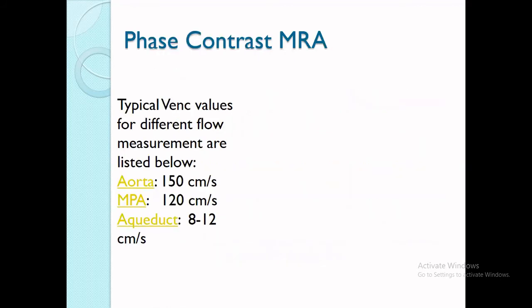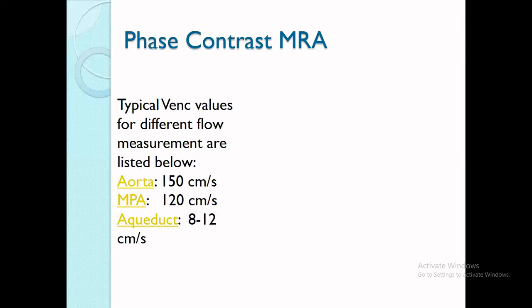Okay, so in phase contrast imaging, if I give you an example, we studied that the slow flow is this much and the other one is that much, but looking at particular areas, for example, the aorta, the MPA, which is the main pulmonary artery, and the aqueduct, have a look, there is a hell of a difference between all of them.